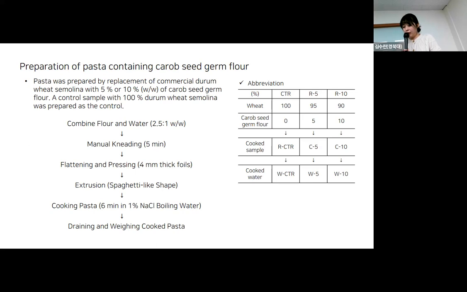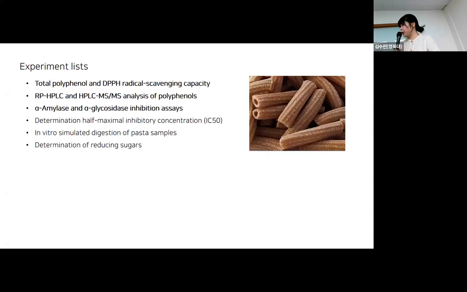The pure semolina raw and cooked pasta samples will be referred to as RCTR and CCTR respectively, and the cooking water from the pasta containing 5% and 10% of carob flour will be identified as W5 and W10. And this is the list of the experiments done in this paper, but due to some time constraints, I will focus on three things.